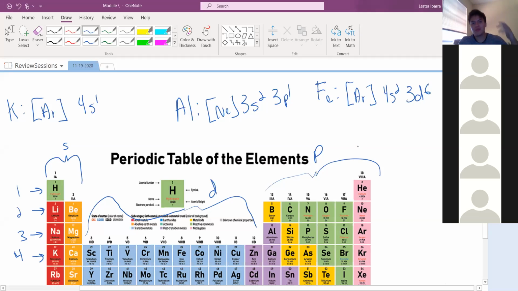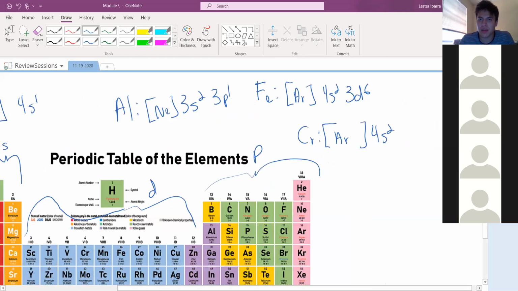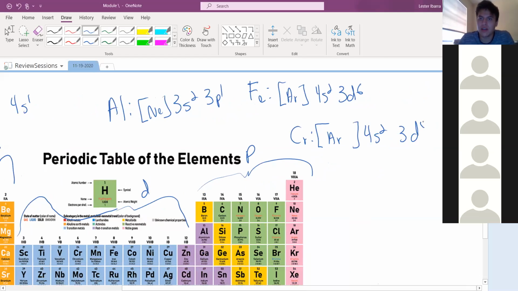So then after that, we'll do a little bit of an exception, which belongs to chromium and a few others. For chromium, what will we put here for the noble gas? Argon again, right? And then after that, what do we put? 4s2, and then 3d4. So in reality, this is wrong, and I'll explain why.